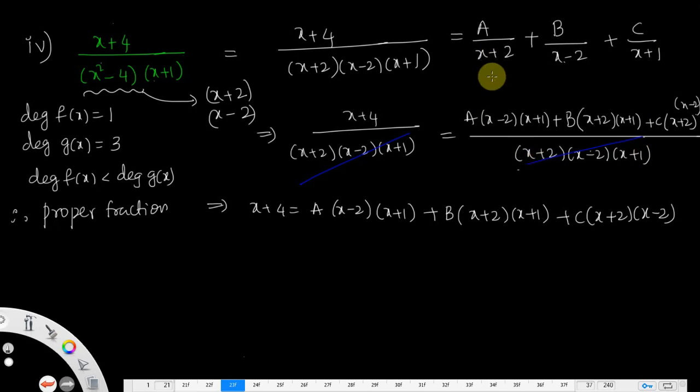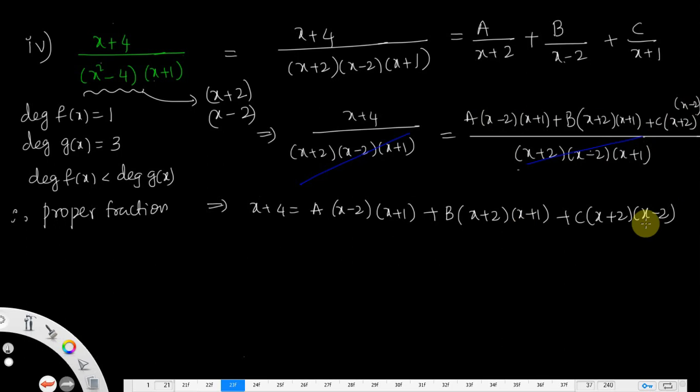Then x plus 2 is a common factor for a, then the remaining factors you should write, that is x minus 2 into x plus 1. And then x minus 2 is a common factor for b, then the remaining factors are x plus 2 into x plus 1, plus c into x plus 1 common factor left aside, and then x plus 2 into x minus 2. Like this, first step, denominators get cancelled, then you get the numerator as it is. Now we have to determine the values for a, b, c.